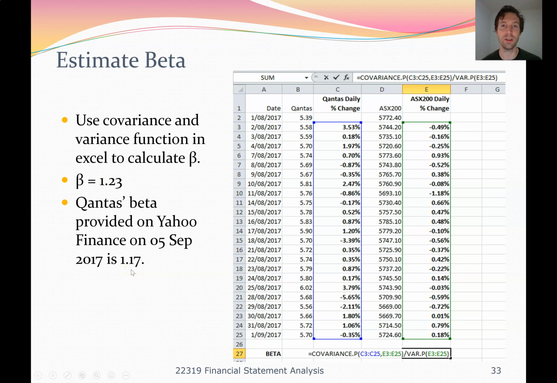How could they be different? Maybe Yahoo's used a different time frame. Maybe they didn't use the ASX 200. Maybe they used the All Ordinaries, which is 500 companies. Maybe they did weekly or monthly returns. Every part of the calculation of beta, people do slightly differently. So we're always going to get various different beta estimates for a firm.